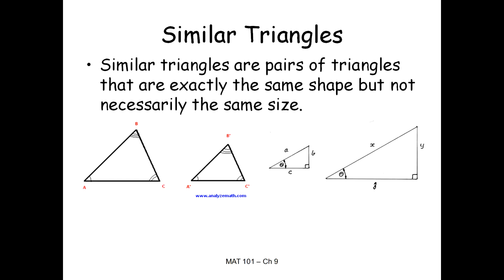Similar triangles are pairs of triangles that are exactly the same shape, but not necessarily the same size. This diagram shows some examples. The marks at the corners show that the angles in the corners are the same, but the triangles are not the same size, even though the angles are the same.